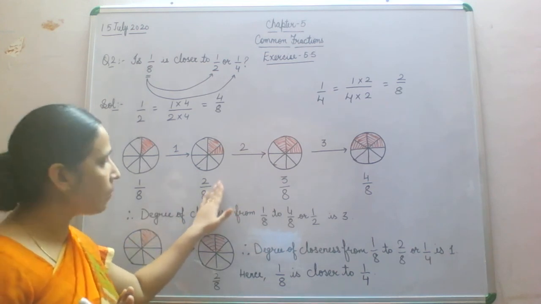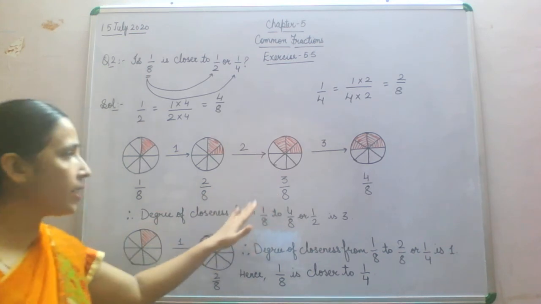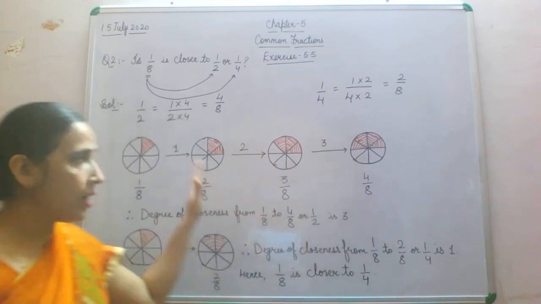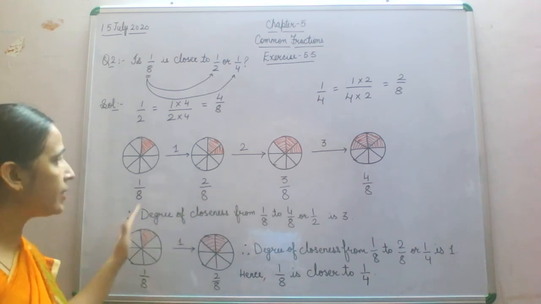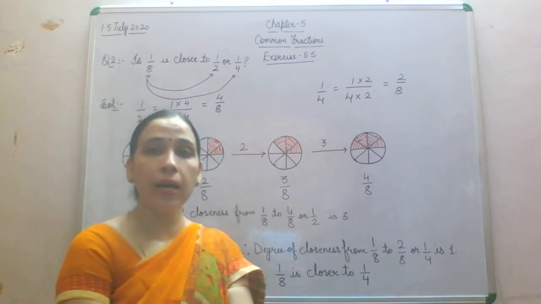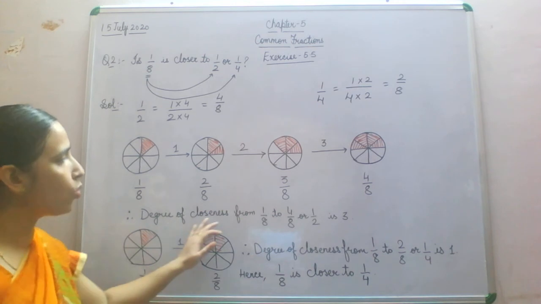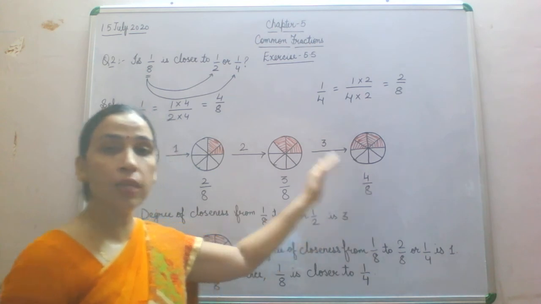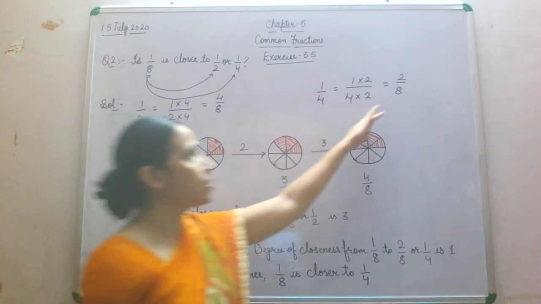Again we will add 1/8 in this. Then we are going to represent 3/8. Then again we will add 1/8 and we will get 4/8. Now here, after comparing it, how many times have we added 1/8 in this? We have added 1/8 one, two and three times in the first fraction. Therefore, the degree of closeness from 1/8 to 4/8, which is actually 1/2, is 3.